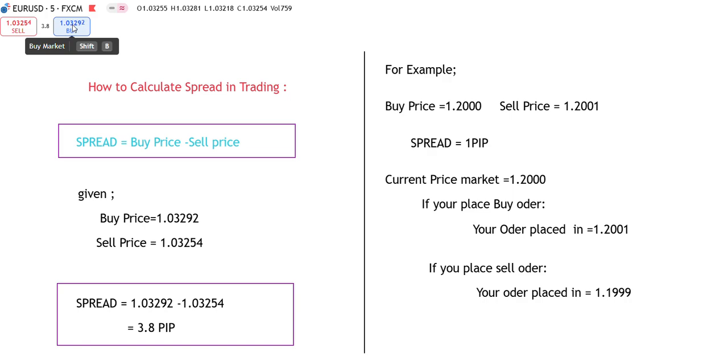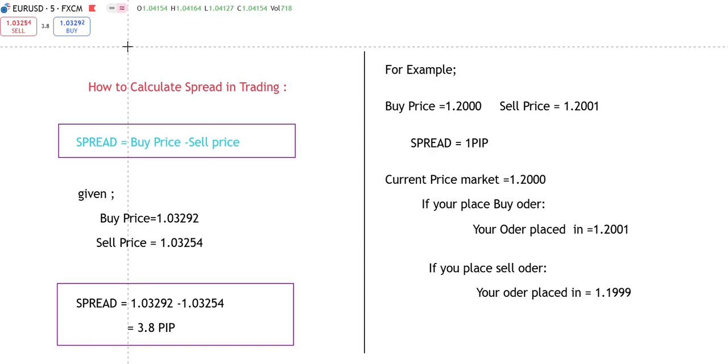How does the broker charge the commission? For example, if the buying price is 1.2000 and the selling price is 1.2001, how do we calculate the spread? Buy price minus selling price is equal to a 1 pip spread. If you are taking a trade at the current market price of 1.2000 and placing a buy order in the market, your order is placed at 1.2001. Why? Because the commission of the broker is 1 pip, so your order is placed at 1.2001.